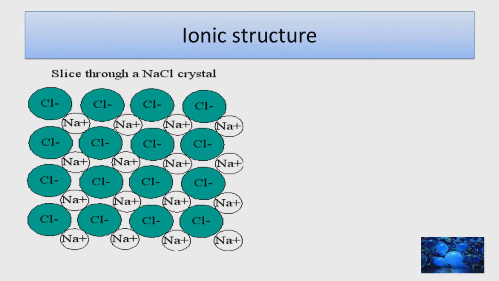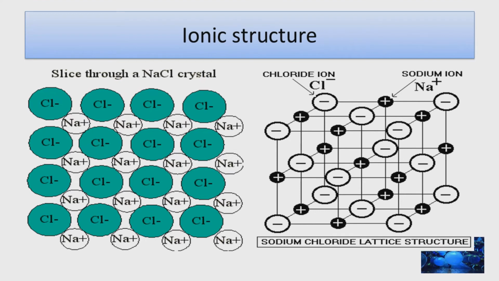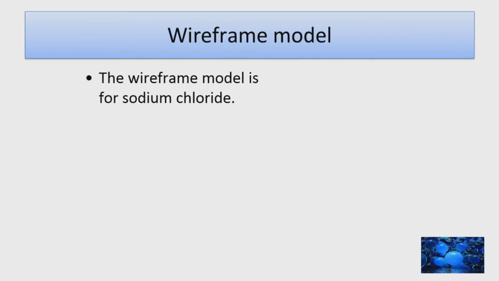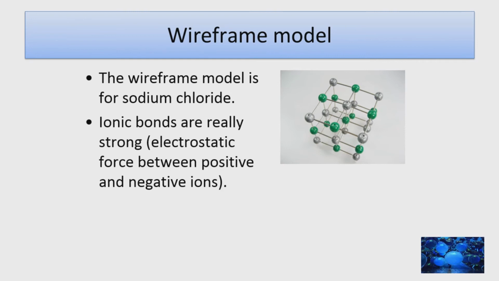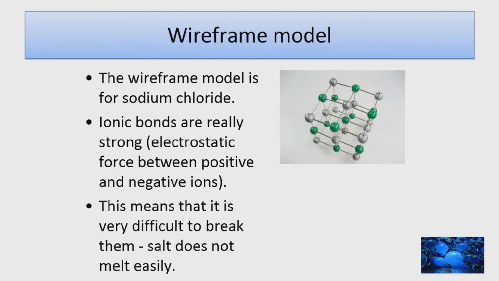So a structure looks a little bit like this, but this is in 2 dimensions. In 3 dimensions you get a big lattice structure of sodium chloride. A wireframe model is something you've seen in the chemistry lab. This can represent the sodium chloride lattice structure. So the green and the silver are the sodium and the chloride ions. It could be either way. And the metal shows the electrostatic forces between them which holds them together. This is a very, very strong bond which makes it very difficult to break, and therefore salt, sodium chloride, doesn't melt that easily.